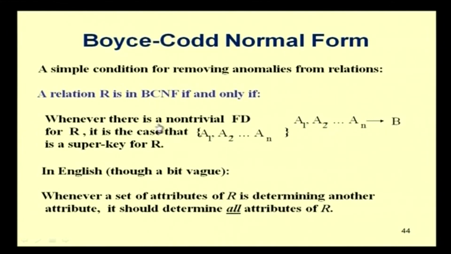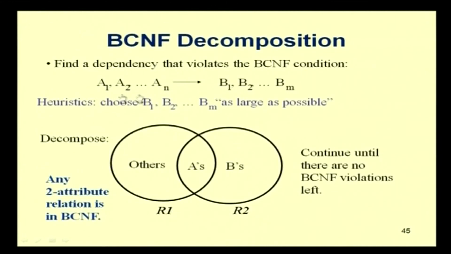So, whenever there is a non-trivial FD A1 A2 through An going to B for R, then A1 A2 through An is a super key for R. In English, whenever a set of attributes of R determines another attribute, it should determine all attributes of R. Just to continue with the discussion, find a dependency that violates the BCNF condition. You have A's here and B's here; choose B1, B2 to Bm to be as large as possible. Continue until there are no BCNF violations left.